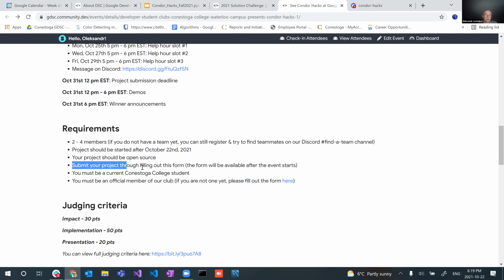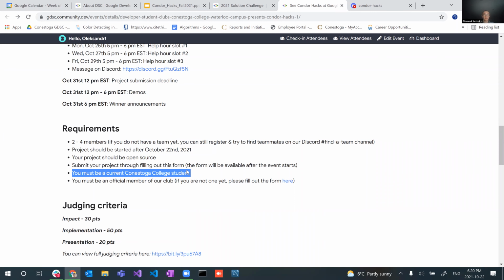Another requirement: submit your project by filling out this form. We didn't provide the form yet. We will probably make it available by the end of the hackathon, maybe next Friday, in 1 week. So right now, just focus on your project, and then we will give you a couple of days to submit your project.